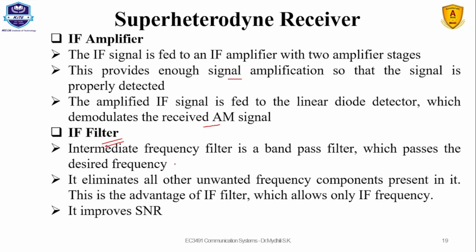So the intermediate frequency filter, the IF filter, is a band pass filter which passes only the desired frequency and eliminates all the unwanted frequency components present. So this is the advantage of the IF filter, which allows only the IF frequency, which will improve our signal condition. So the signal will be much better when we are using this.